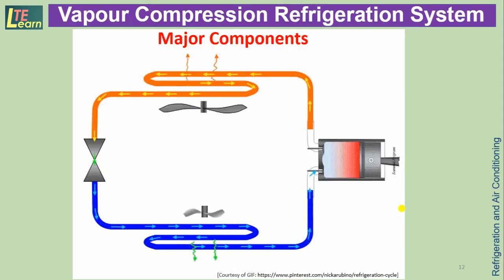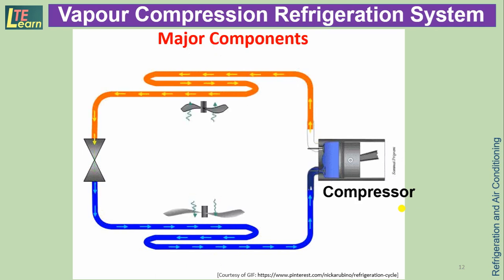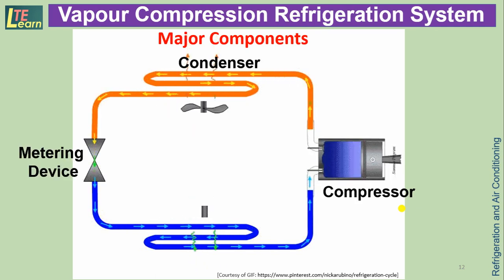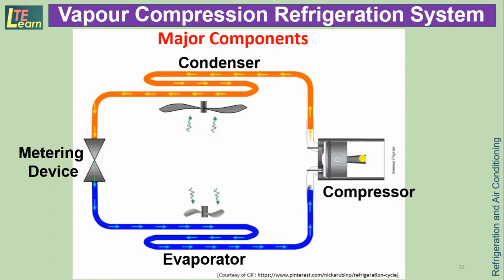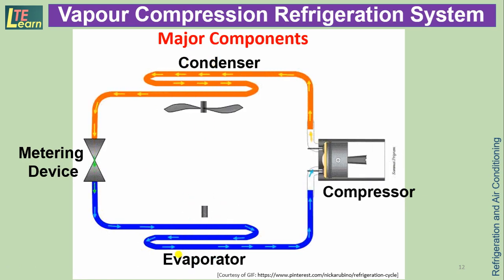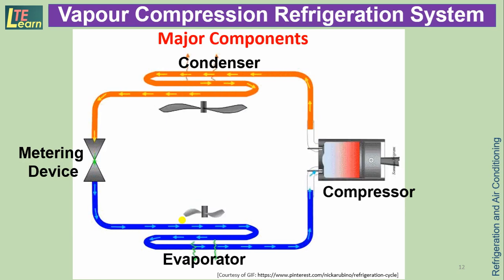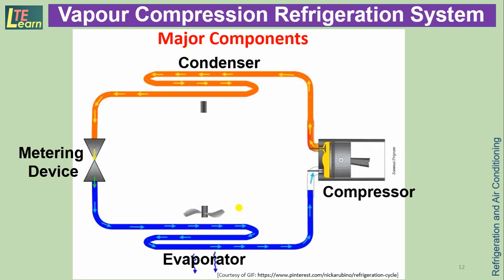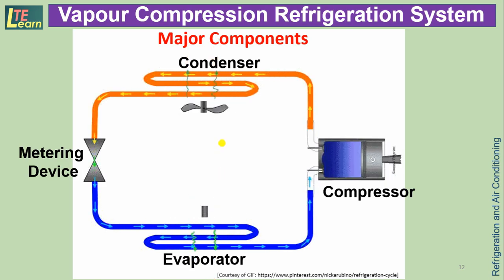Major components of vapor compression refrigeration system are compressor, condenser, metering device or expansion device, and evaporator. Now in this system there are two parts. One is on the high pressure side and one is on the low pressure side. This division is done by the compressor. Evaporator is on the low pressure side and condenser is on the high pressure side.